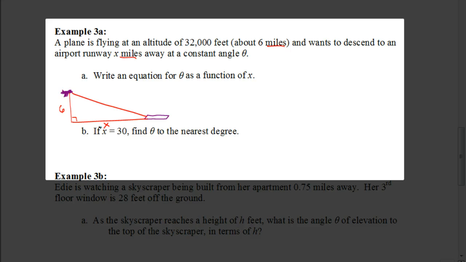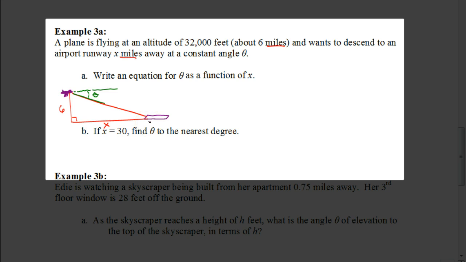Now, we want to figure out the angle that they have to descend. The angle of descent is going to be the angle that's formed if the pilot looks straight across and then looks down at the airport, which would be this angle here. That would be your angle of descent, which is the same as your angle of depression. It is not this angle. If you try to find that angle, you're going to get a really large angle, which would be wrong. We'll talk about that here in a little bit.